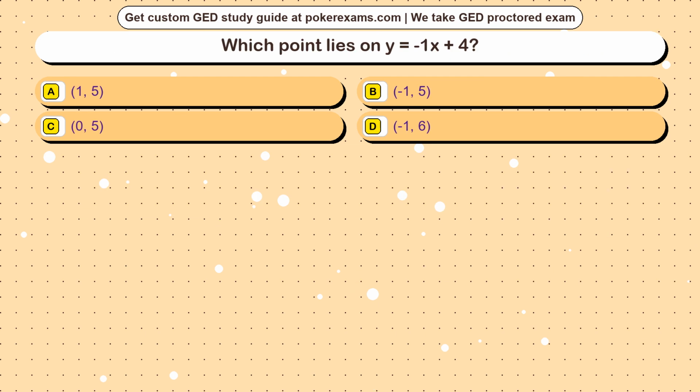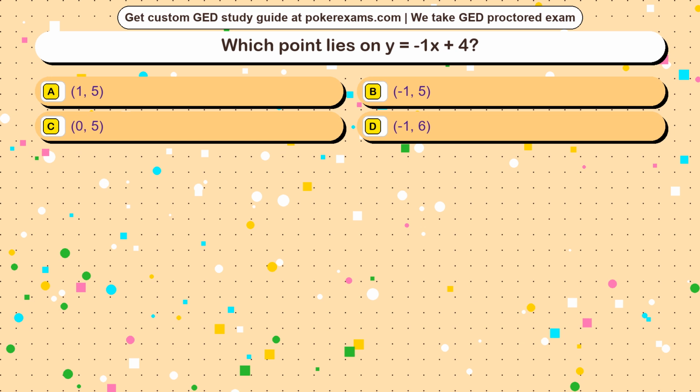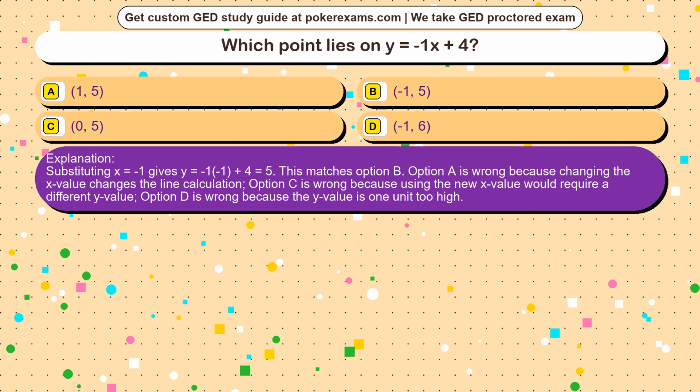Question 10. Which point lies on y equals -1x plus 4? Option A 1, 5. Option B -1, 5. Option C 0, 5. Option D -1, 6. The correct answer is option B. Substituting x equals -1 gives y equals -1 times -1, plus 4 equals 5.